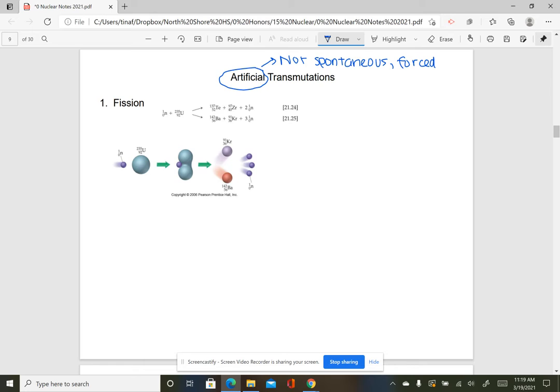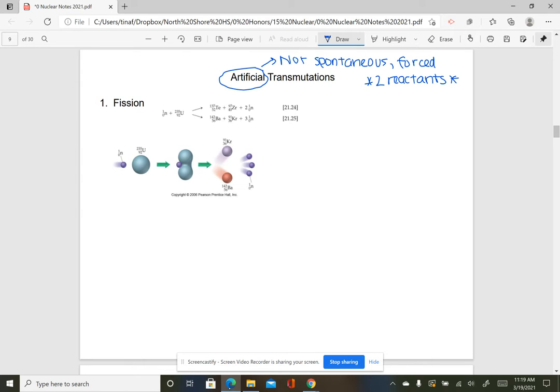And you kind of know that it's an artificial transmutation just by looking at it because it's going to have two reactants. That thing is not going to do something on its own. It needs a second thing to react with to get it going. Okay, so fission is my first type of artificial transmutation.